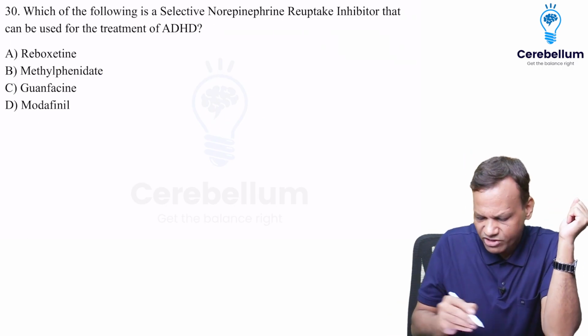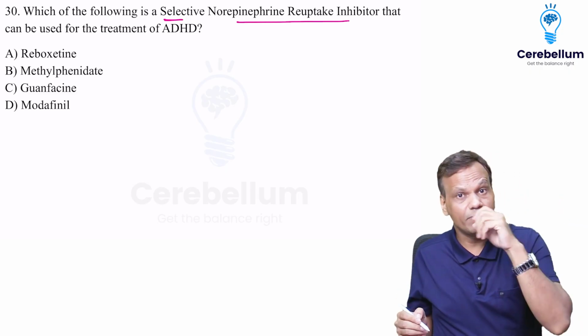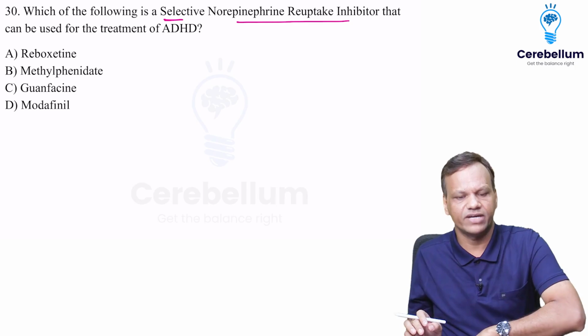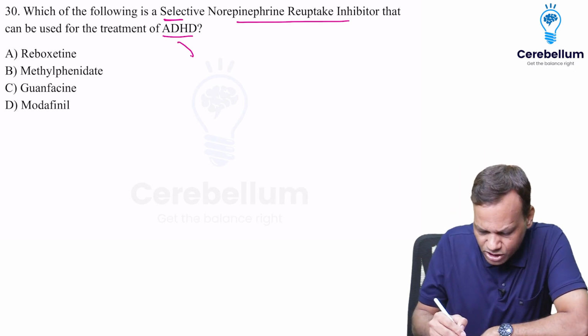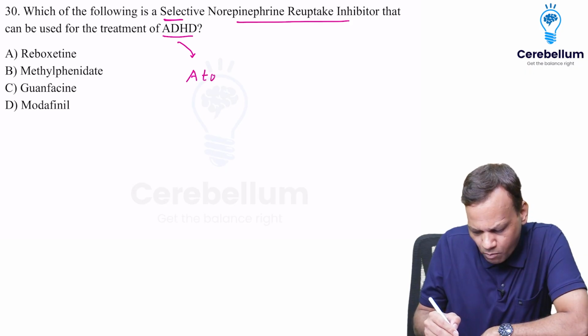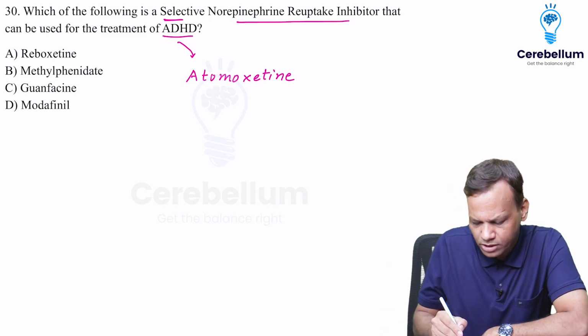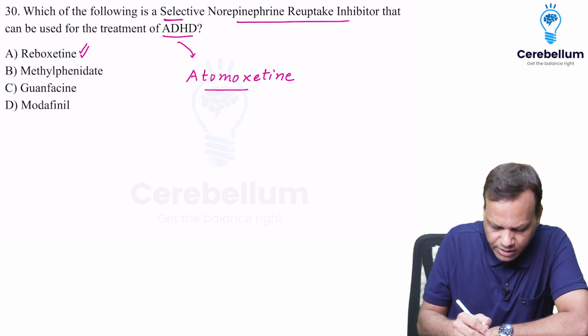Next question, which of the following is a selective norepinephrine reuptake inhibitor? Remember, it is not serotonin and noradrenaline reuptake inhibitor, it is selective norepinephrine reuptake inhibitor used for ADHD. The best answer to this question should have been atomoxetine. But atomoxetine is not in the options. So we need to choose the next best option. The next best option is reboxetine.